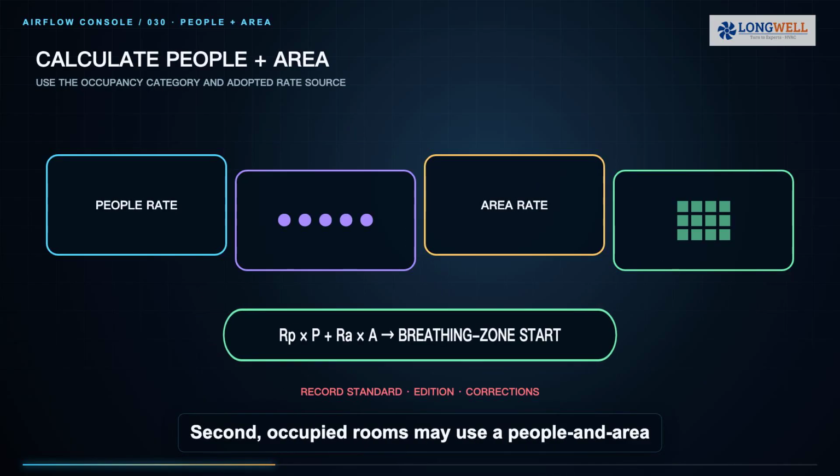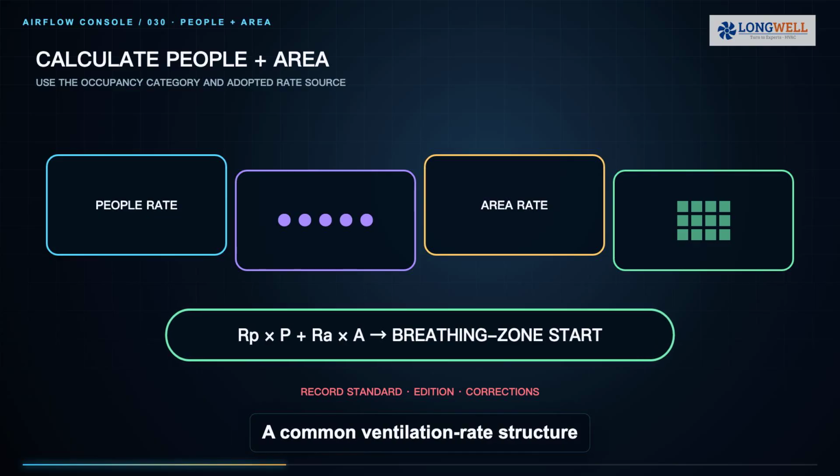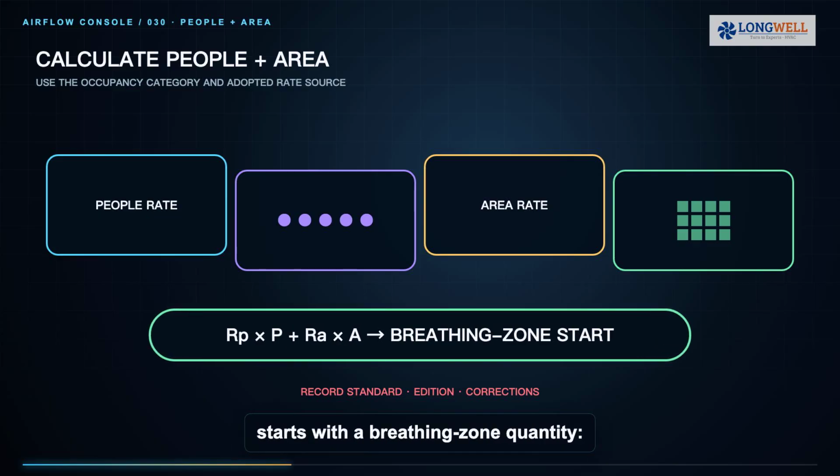Second, occupied rooms may use a people and area method rather than a single ACH. A common ventilation rate structure starts with a breathing zone quantity, the people rate times the number of people, plus the area rate times floor area. The rates depend on occupancy category and the adopted standard. Do not invent them. Additional corrections may be required for air distribution effectiveness, system type, outdoor air fraction, or local exhaust. The calculator should therefore ask for the source and edition of each rate.